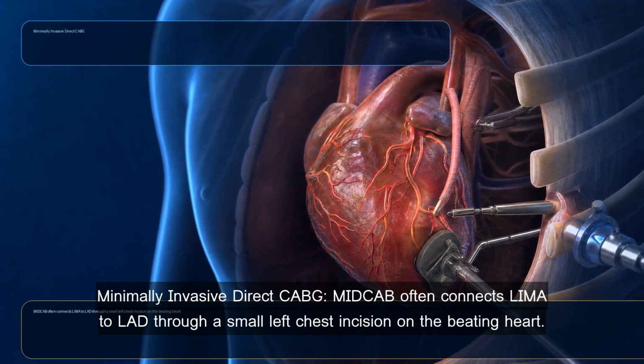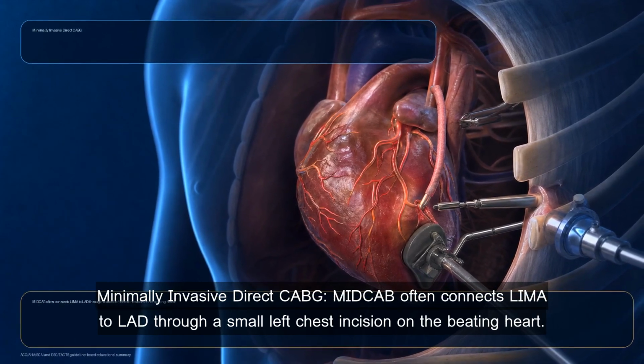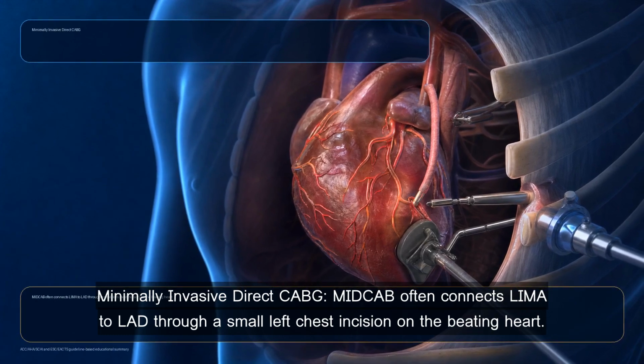Minimally invasive direct coronary artery bypass, or MIDCAB, is designed to reduce surgical trauma by avoiding a full breastbone split. Instead, the surgeon reaches the heart through a small left-sided chest incision, often about 5 to 8 centimeters, usually between the ribs. The most classic MIDCAB operation connects the left internal mammary artery to the LAD on the beating heart. The surgeon uses special retractors, stabilizers, and magnified visualization to harvest the artery and do a precise end-to-side anastomosis.